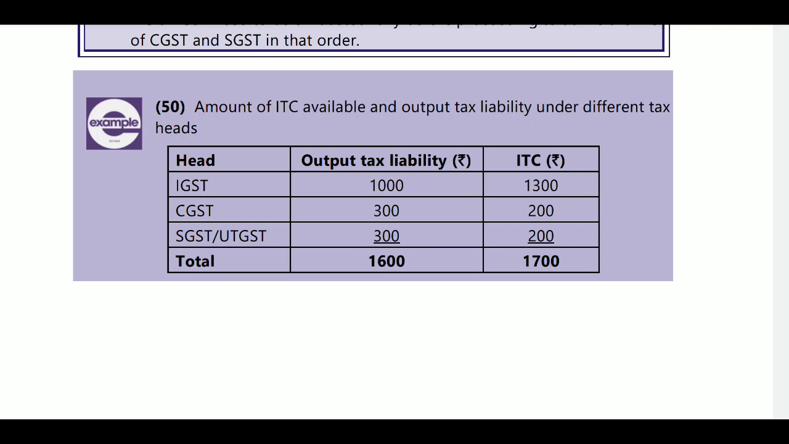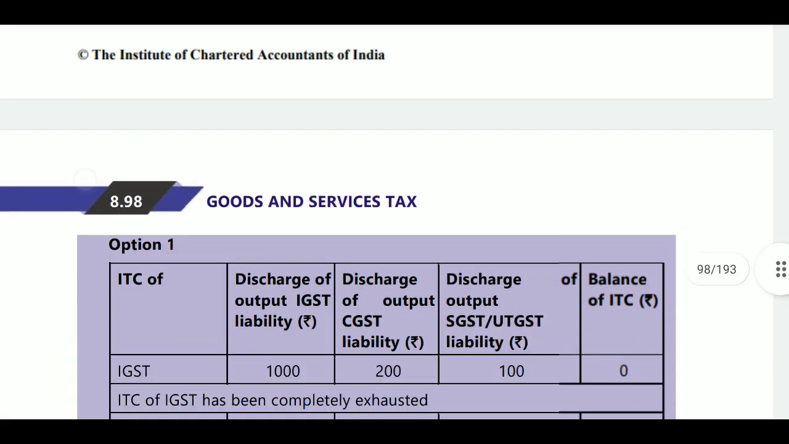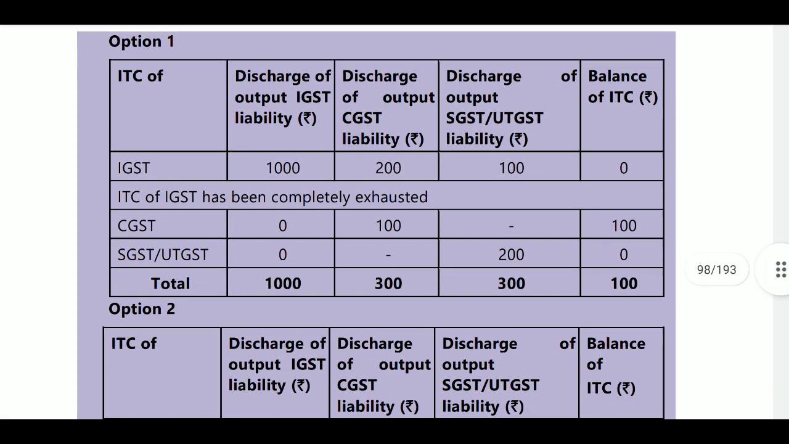So, here IGST ITC will be 1300. So, first it is utilized for that 1000 rupees payment. First utilized for 1000 rupees and the remaining 300. The remaining 300 you may use for CGST or SGST, whatever portion you want. So, first the ITC of IGST is utilized to discharge the liability of IGST. After that, you may use it in any proportion.